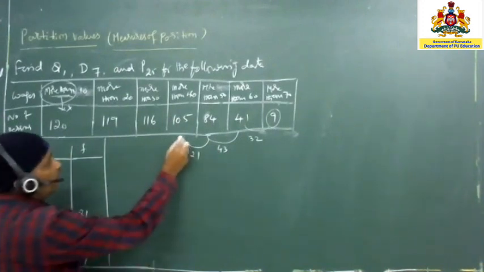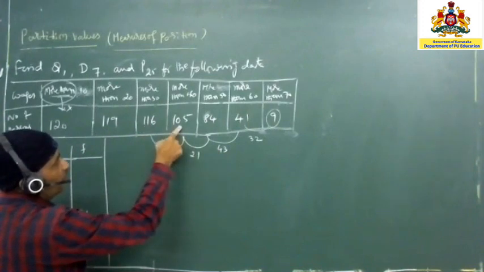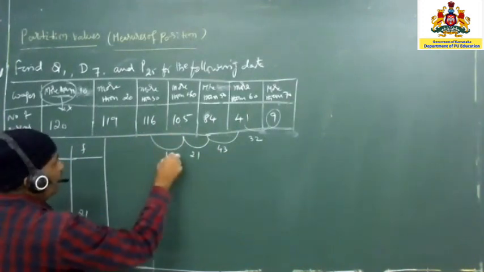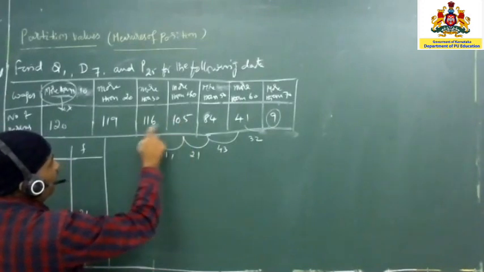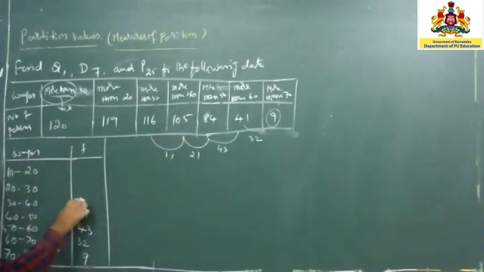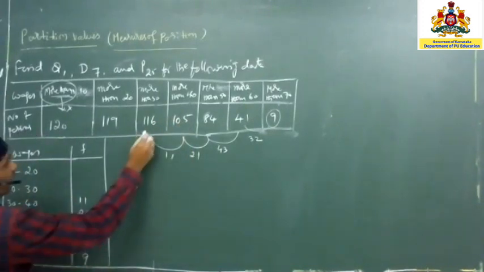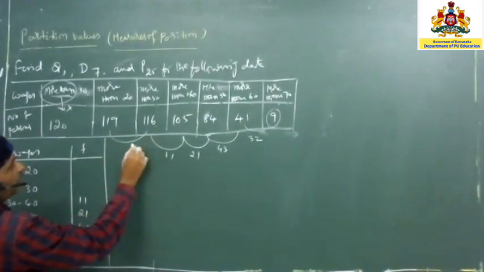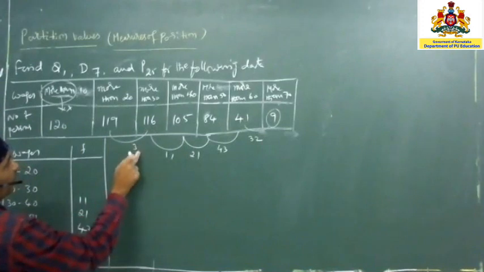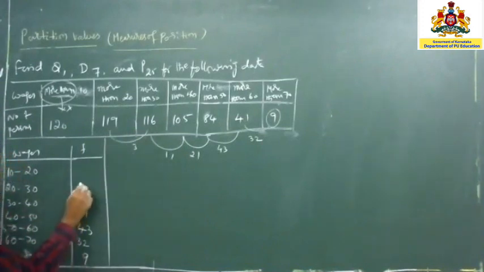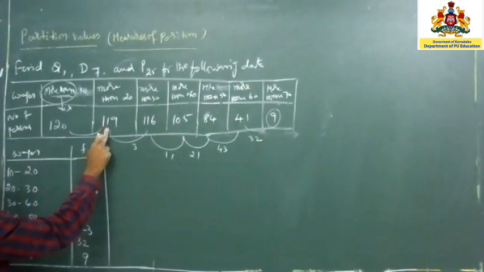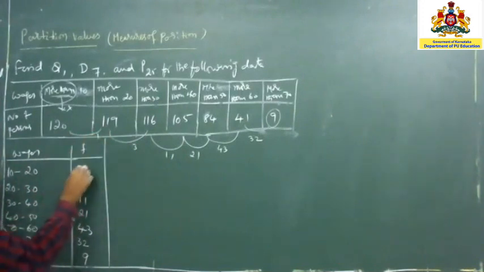The next one is 116 minus 105. How much are you going to get? It's going to be 11. 6 minus 5 is 1 and 11 minus 10 is 1, so here you are going to get 11. And next is 119 minus 116. 9 minus 6 is 3 only, so 3 you write here. Now next is 120 minus 119, which is 1 only. Is it clear?